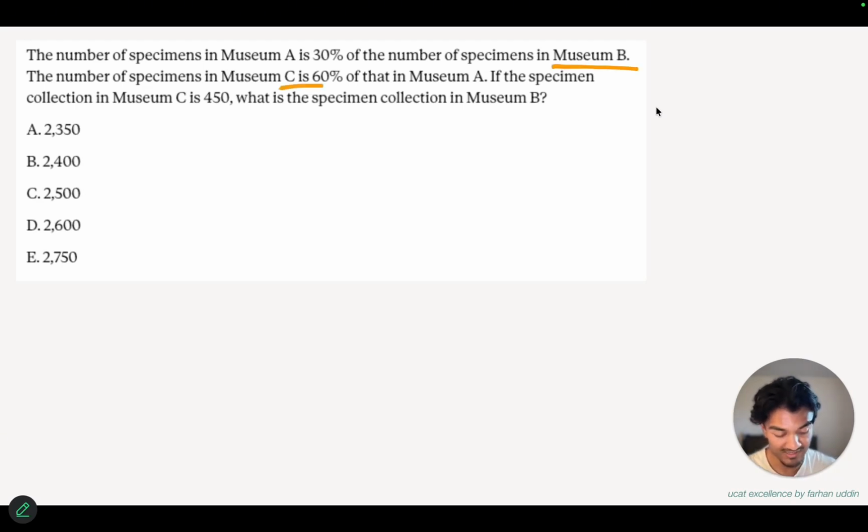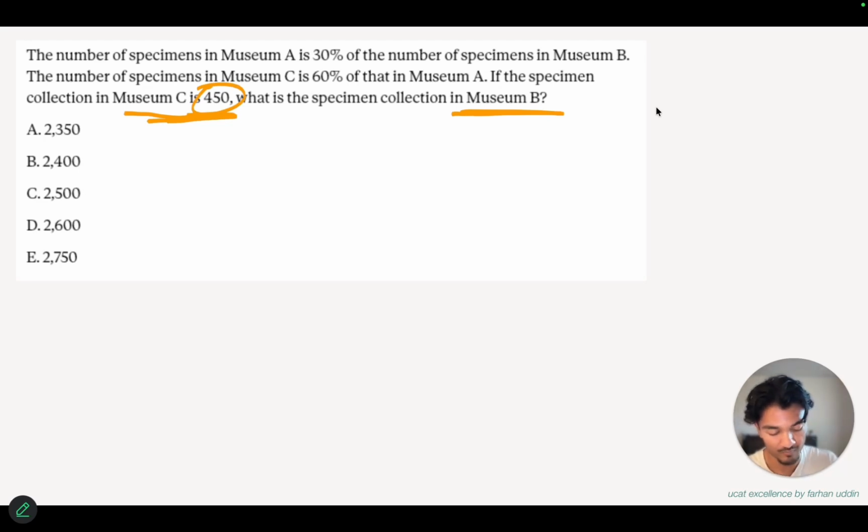Number of specimens in C is 60% of that in Museum A. Still can't do much with that information. If the specimen collection in Museum C is 450, then what is the specimen collection in Museum B? So we know that we're working towards Museum B, and our really only piece of concrete information is here. Museum C is 450. So we're going to have to work backwards.